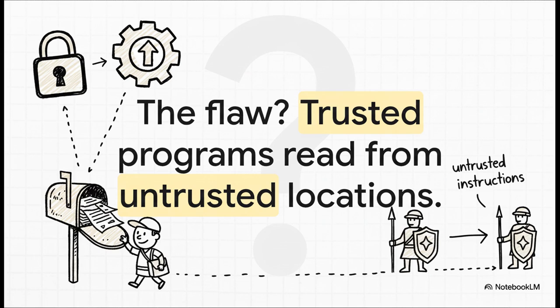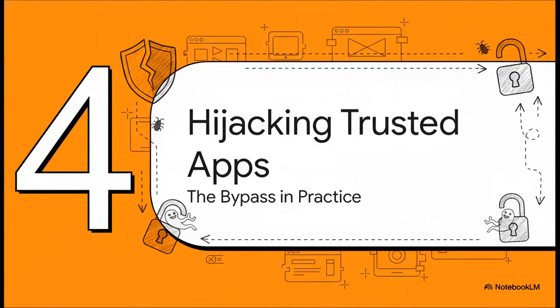The problem is, some of these highly trusted programs are built to look for their instructions in places that a normal, low-privilege program can write to, like certain parts of the Windows registry. So an attacker can leave a malicious set of instructions in this unlocked mailbox, knowing that a trusted process is going to come by, pick it up, and carry it right past the security guards. So let's get into how this flaw is actually used in the wild. This is where all that theory turns into a real stealthy attack.